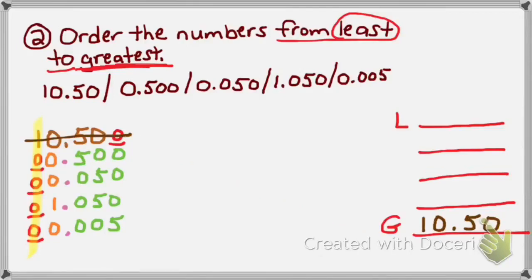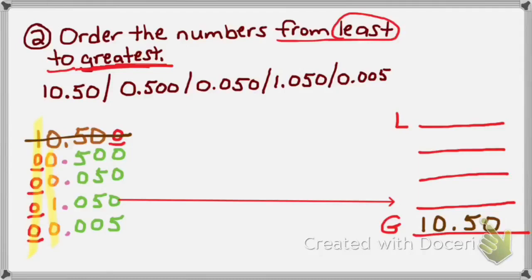All the numbers that are left in this first column are zeros. They're all the same. You cannot compare when they're all the same. So now I move to the next column. I have 0, 0, 1, and 0. I have a digit that's different, and that's the 1. Is 1 greater than 0 or less than 0? It's greater than 0, so it's going to go on the next greatest line. So it's going to go right down here, the next greatest line that's available.